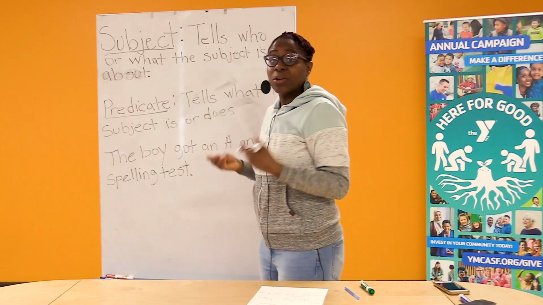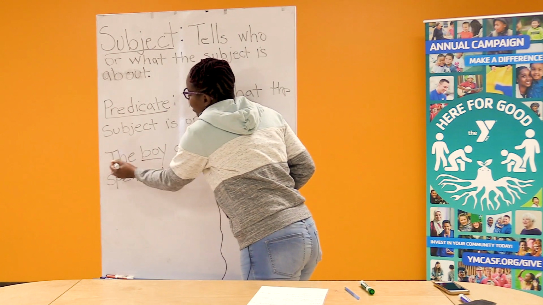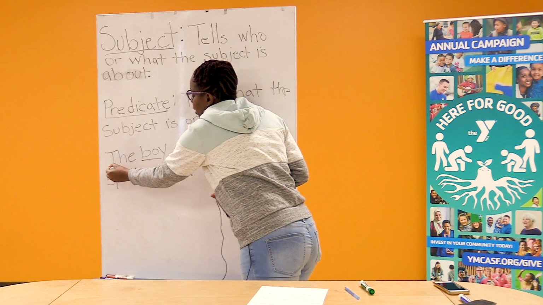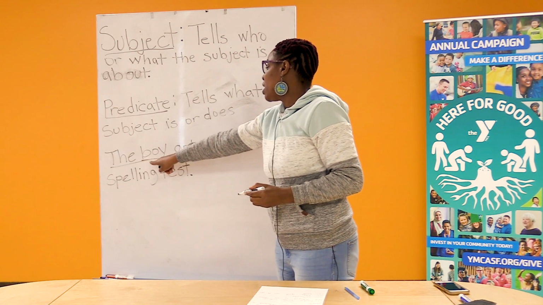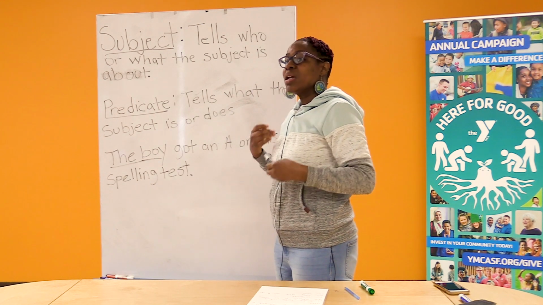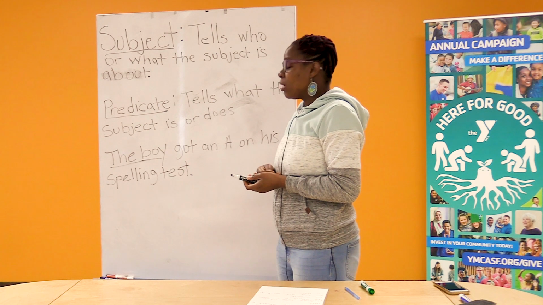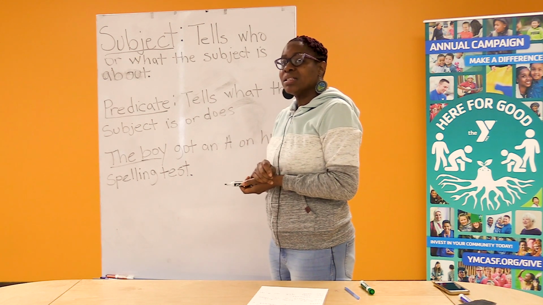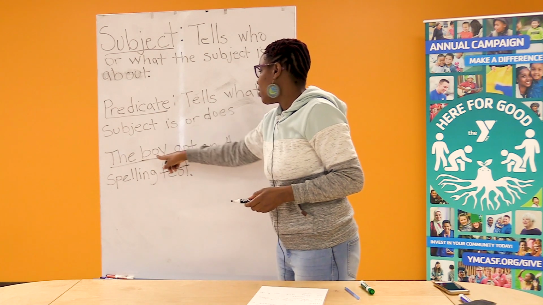The subject matter is the boy or boy. You can underline boy or the boy. We're just going to underline the boy just to make it complete. So the subject matter is the boy. You cannot have a subject or predicate matter without a noun. Always in a sentence, the subject matter is going to be a noun. So in this case, it's the boy.